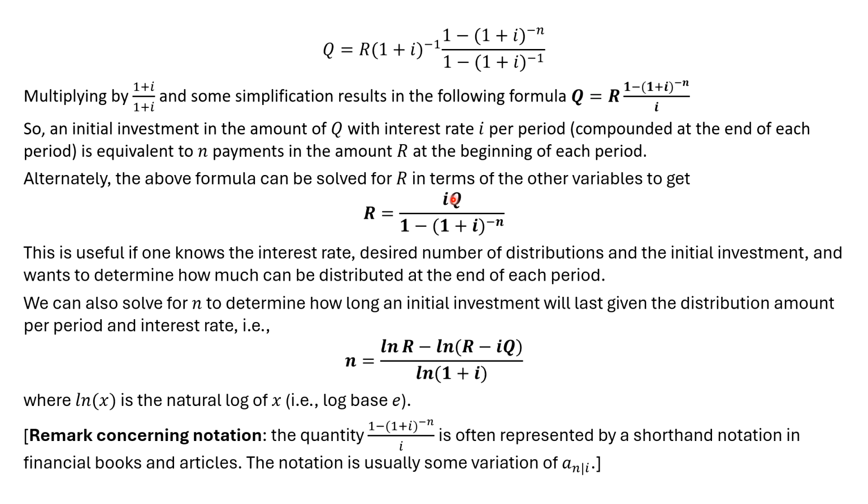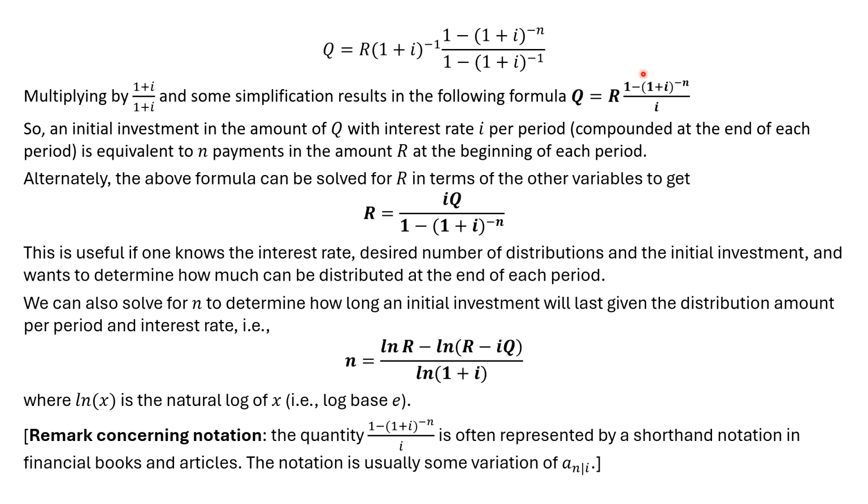And so given Q, i, and n, you can figure out, in other words, if you had so much money to invest and you knew what the interest rate was and you knew you wanted to have it over 20 years, this formula would tell you how much you would get per month, which is what I described here. And then we can also solve for n to determine how long an initial investment will last, given the distribution amount per period and the interest rate.